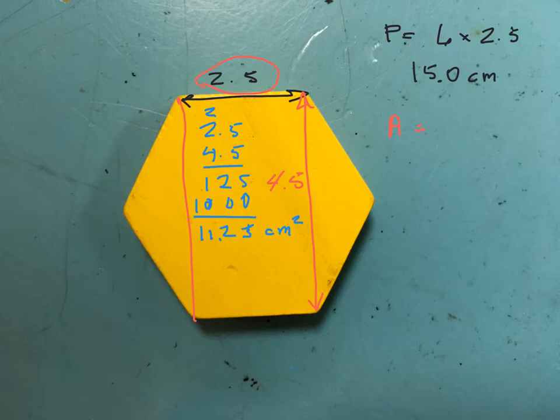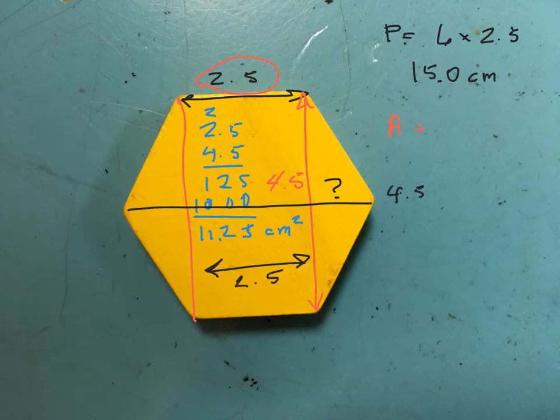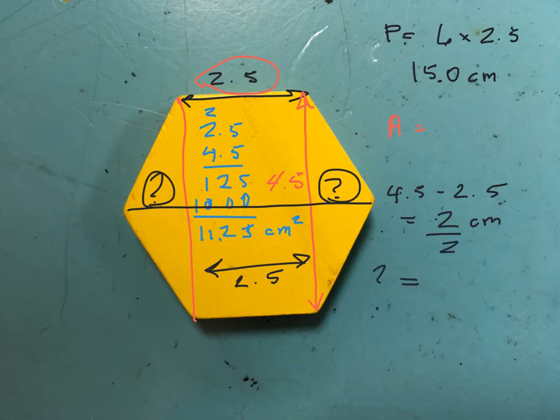we know what this distance here across is. We don't know what this is, but we do know what the middle part is. So if that distance is 4.5 centimeters, and we take away what we know this is, which is 2.5, we're left with 2 centimeters. And we know that this side here is going to be equal to this side there. So it's going to be divided by 2. So that question mark there, our variable, is 1 centimeter.